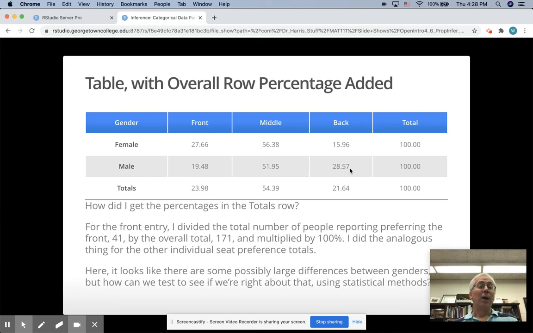So the question is, are those percentage profiles close enough to the total percentage profile for the whole group? So that's what we're really getting at: if there's some sort of relationship, if women truly do prefer the front more than men and men prefer the back more than women, then we're asking, are these percentage profiles different enough from the averages, the overall percentages for the total group?